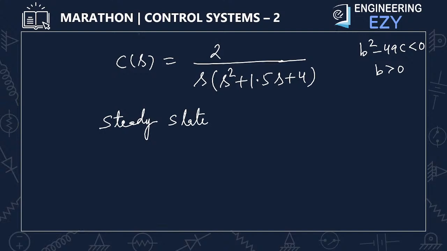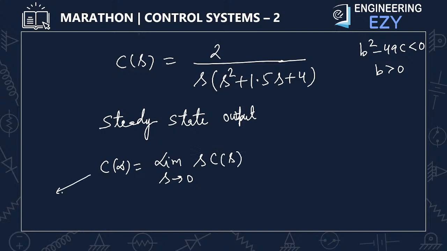Before applying the final value theorem, you must ensure whether the final value theorem is applicable or not. So, for the steady state output, c infinity is equal to limit s tending to 0 of sC(s). This is the final value theorem. Here I am using the final value theorem.